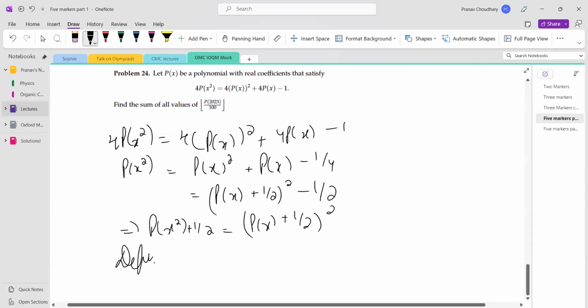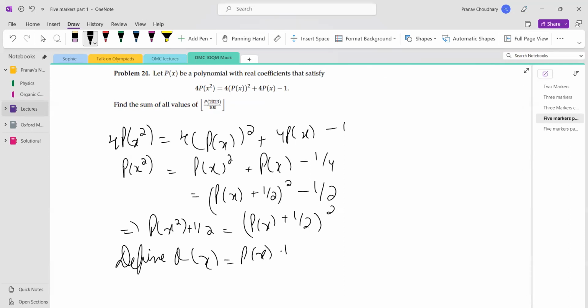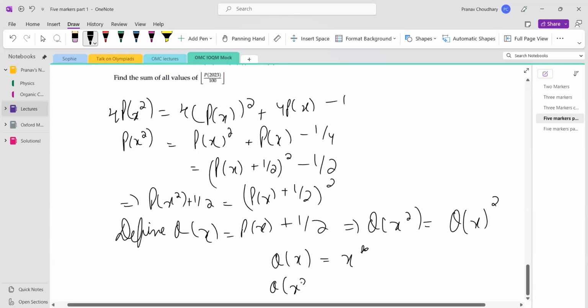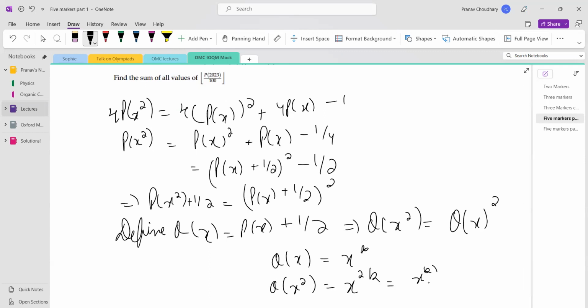So this is a very standard thing here. Define Q of x as P of x plus half. And this will give you Q of x squared equals Q of x whole squared. And now if you take Q of x equal to x to the power k, then Q of x squared is x to the power 2k, which is x to the power k whole squared, which is Q of x whole squared.